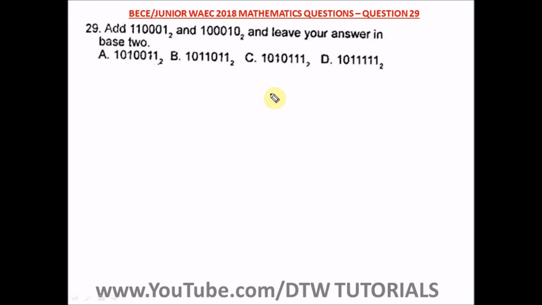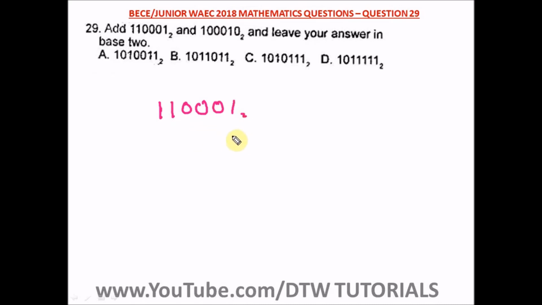Question 29 of the BECE Junior WAEC 2018 Mathematics Past Question. That's your OBJ question 29. It says add this and leave your answer in base 2. Okay, this is number basis and we're looking at what? Base 2. So it says add this. So we have 1 1 0 0 0 1 in base 2.